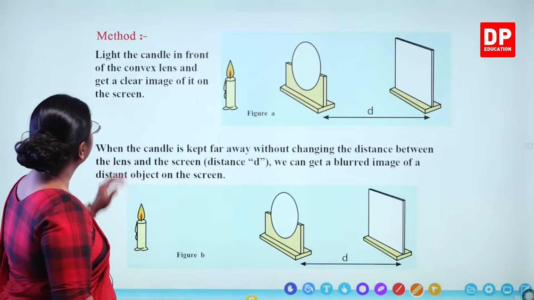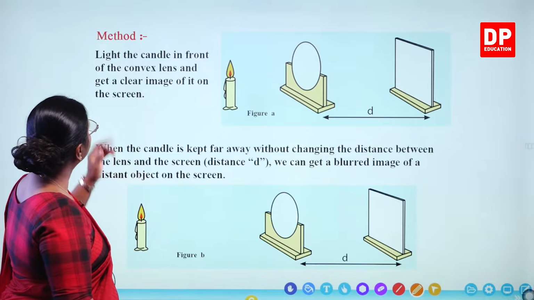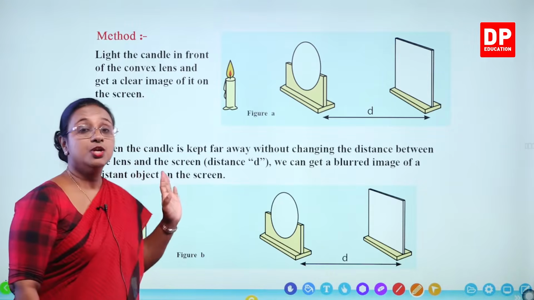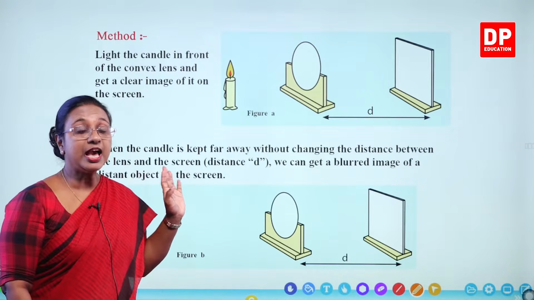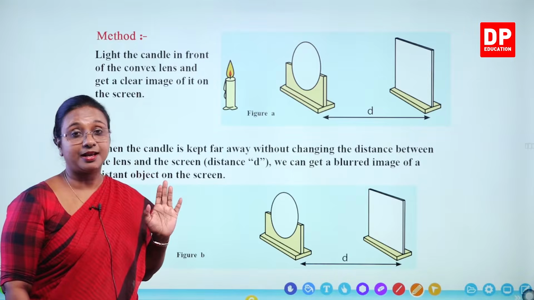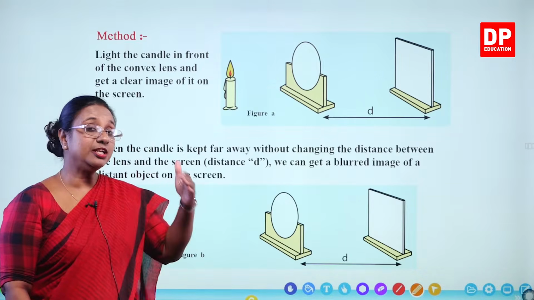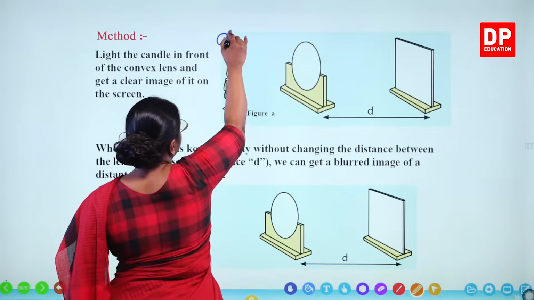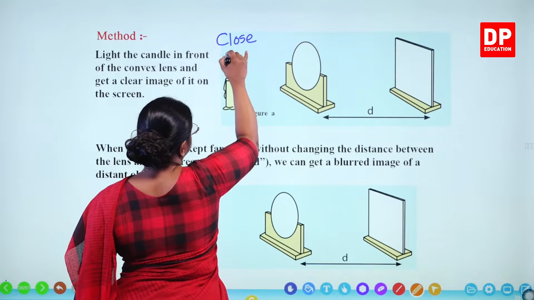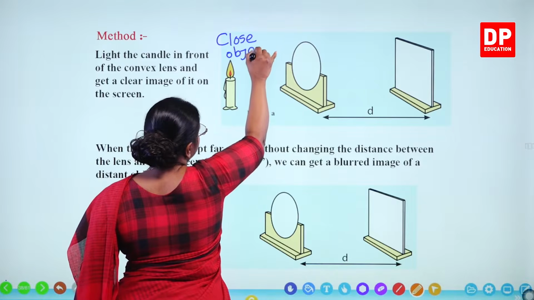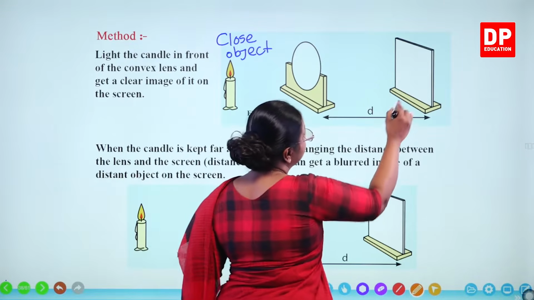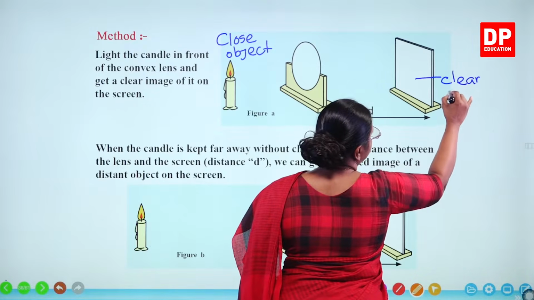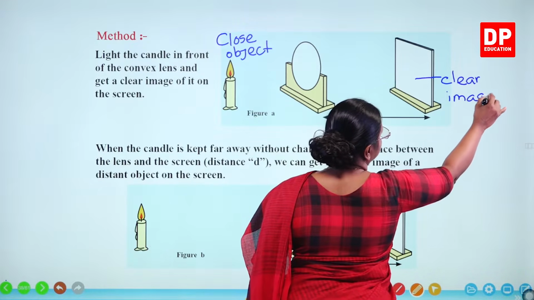The method. Light the candle in front of the convex lens and get a clear image of it on the screen. So, we are going to see how short sight can be corrected. When we say short sight, close objects can be seen clearly. So, here we have a close object and we get the clear image here. That is our first step.